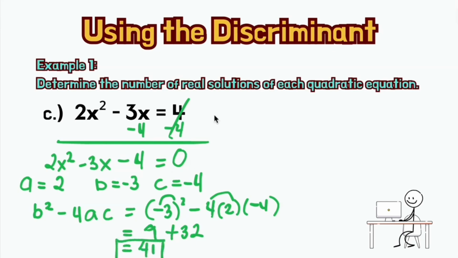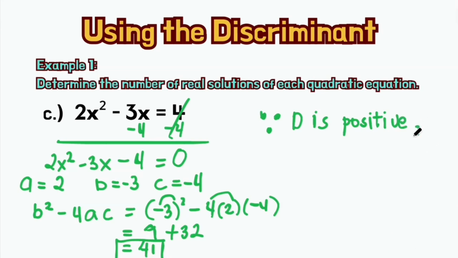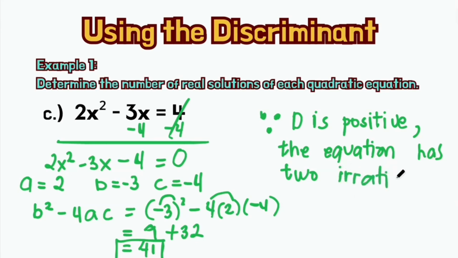And as you can see, the discriminant here is positive 41. And positive 41 is not a perfect square number. Therefore, using the case given above, the discriminant is positive. Because the discriminant is positive, you know what will happen? Yung equation natin has two irrational solutions.